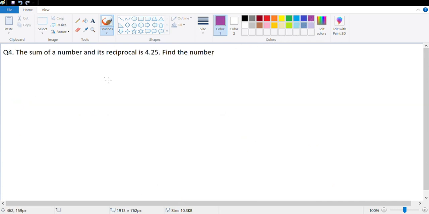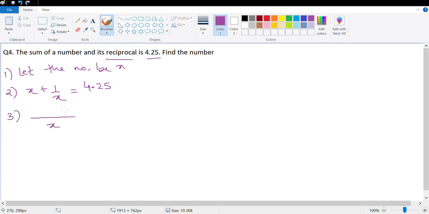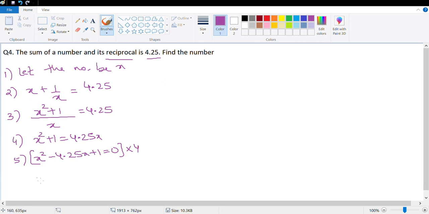It says the sum of a number and its reciprocal is 4.25. Okay, let the number be x. So what's given is x plus 1 upon x is equal to 4.25. Right, that's the condition which is given. Let's take the LCM. So when I take the LCM, this is x squared plus 1 upon x, and this is equal to 4.25. Let's cross multiply. x squared plus 1 is equal to 4.25x, which gives us x squared minus 4.25x plus 1 is equal to 0. Let's multiply both sides by 4 so that we work with whole numbers.